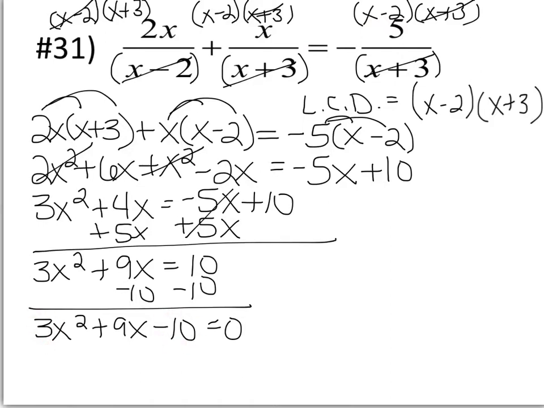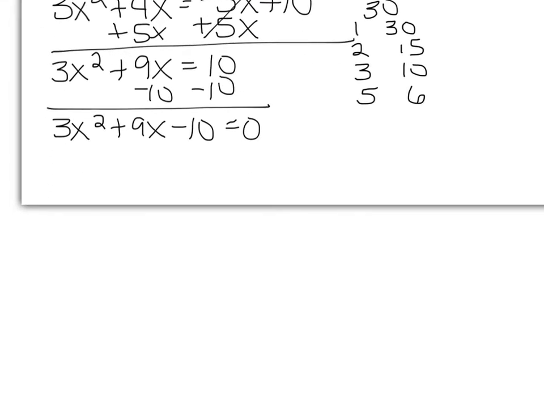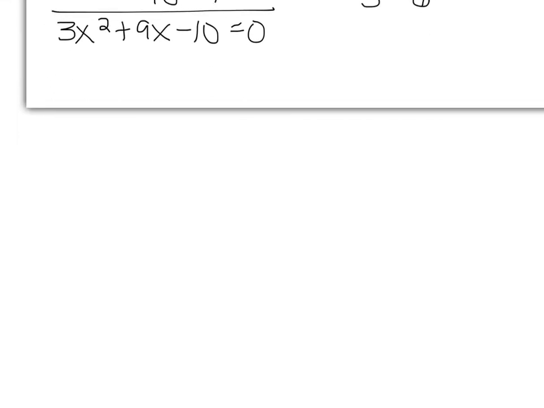So you need to multiply your first and your last number. You get 30. List your factors of 30. 1 and 30, 2 and 15, 3 and 10, and 5 and 6. And I need to see if any of those would give me 9. Okay, doesn't look like it, so we're going to have to use the quadratic formula. Or completing the square, whatever you'd like. Looks like in this situation the quadratic formula would be best. So A is 3, B is 9, and C is negative 10.